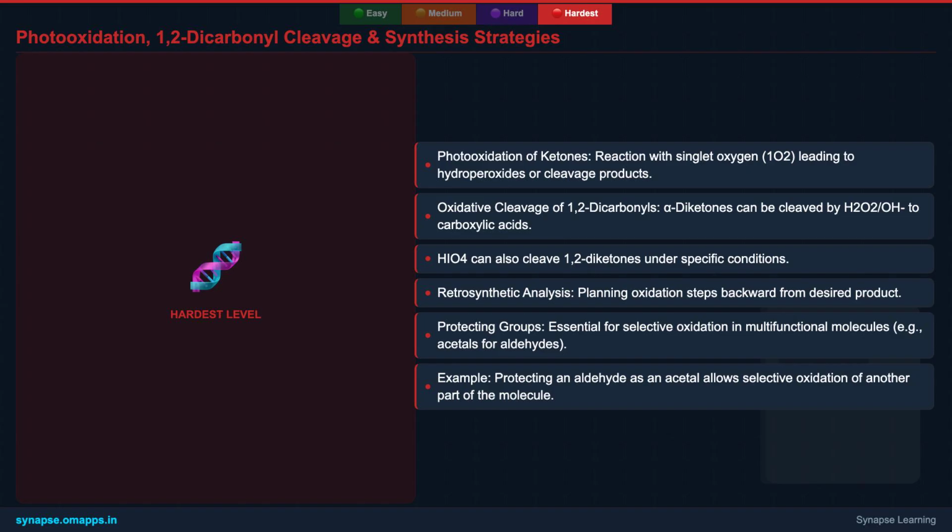Furthermore, we consider the oxidative cleavage of 1,2-dicarbonyl compounds. These structures, containing adjacent carbonyl groups, can be cleaved by reagents like hydrogen peroxide in alkaline conditions or even periodic acid, yielding carboxylic acids. Understanding these pathways is crucial for predicting products in complex molecules and for designing targeted synthetic routes that involve the degradation of specific carbon frameworks.